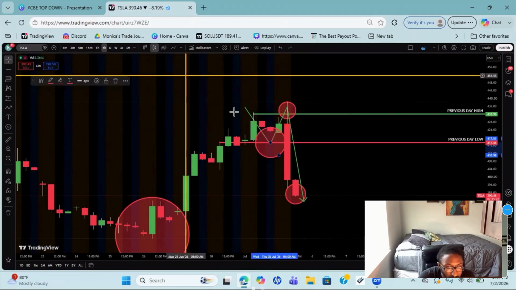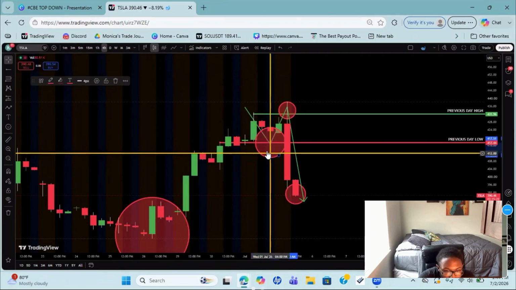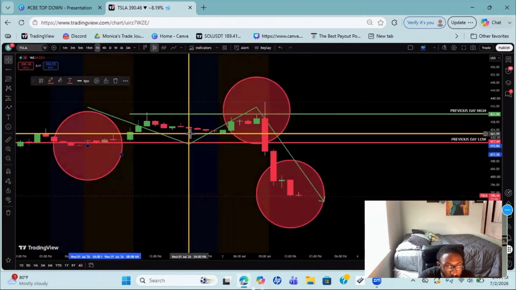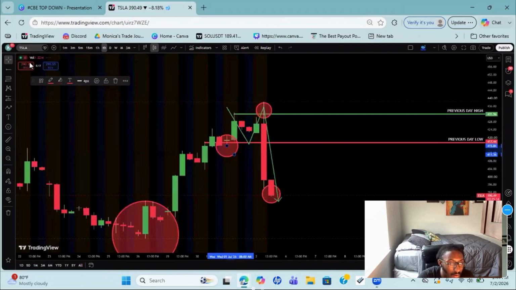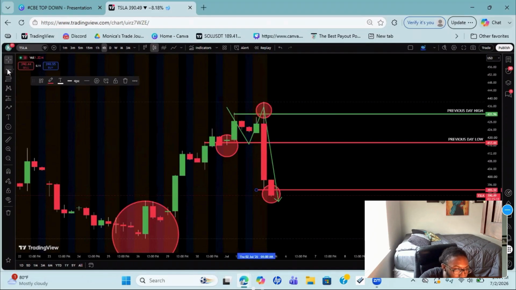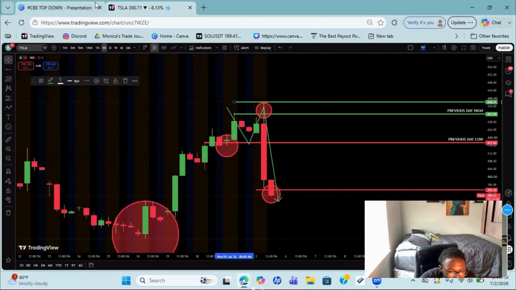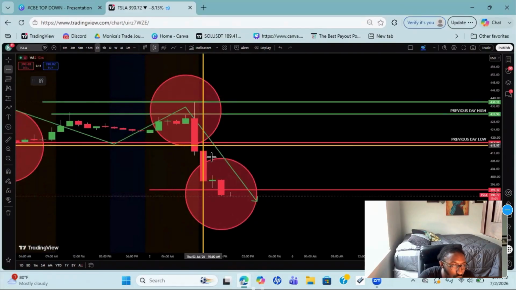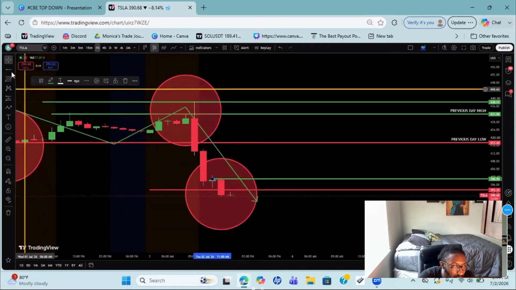Boom. Back to the 4 hour. Gotta mark up previous 4 hour high, previous 4 hour low. Boom. Boom. Now we're on the 1 hour. 1 hour, same thing. 1 hour high, 1 hour low. Right? But we want to see what trend are we in. How do we find that? We have to backtrack.